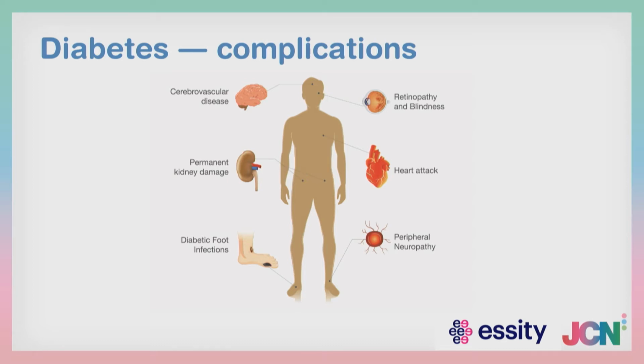Cardiovascular problems, including heart attacks. Peripheral neuropathy, so the nerve endings are damaged. People lose sensation in their lower legs and feet. This can lead on to then diabetic foot ulceration, which can produce infections and osteomyelitis and amputations.